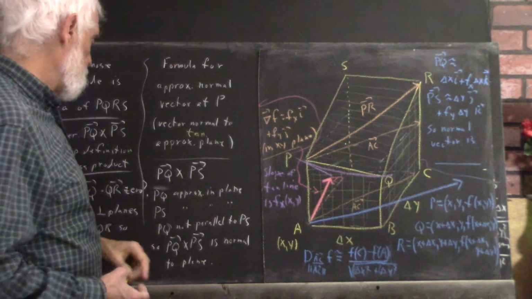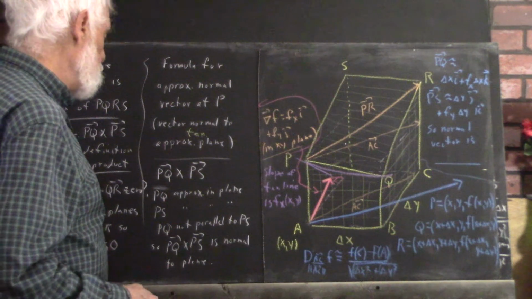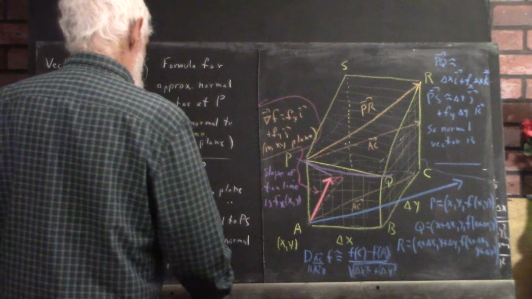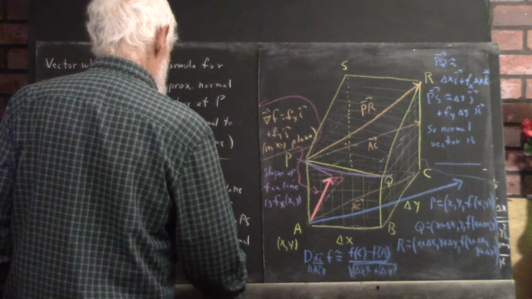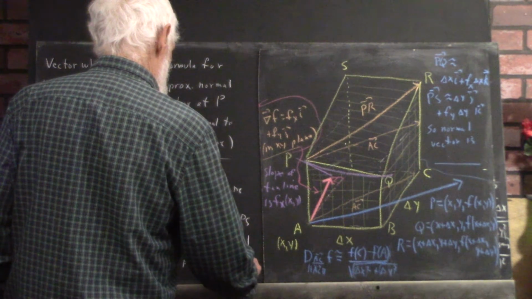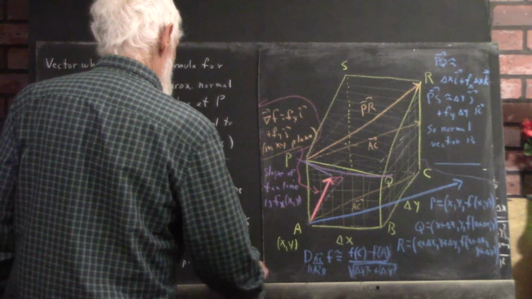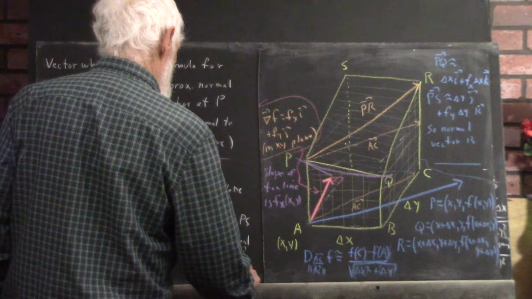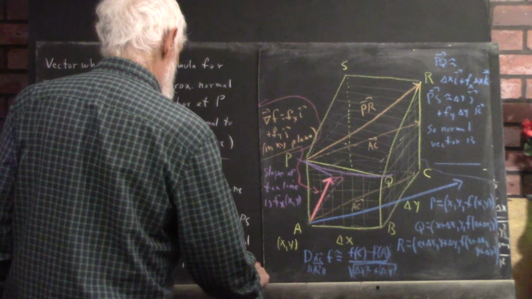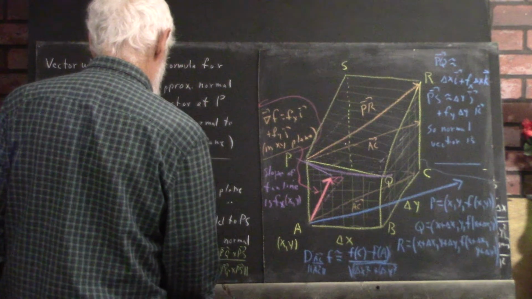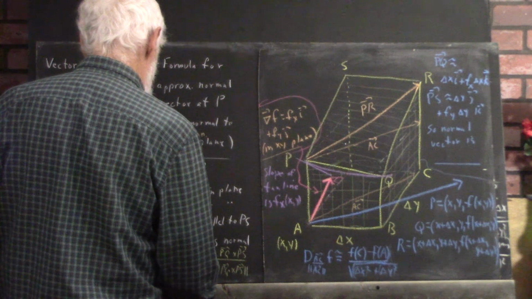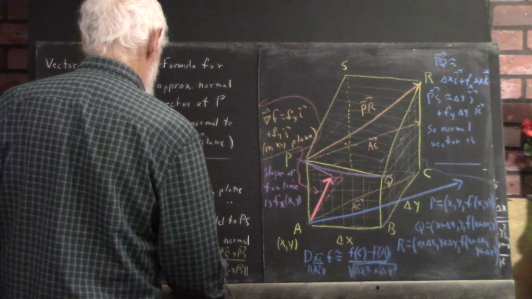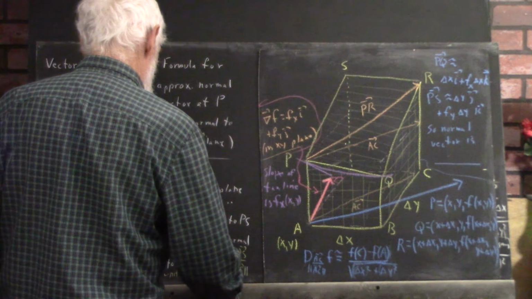So, you got this. That's normal to the plane. And a unit normal, maybe don't have room to write it. PQ cross PS divided by the magnitude of PQ cross PS is a unit normal.